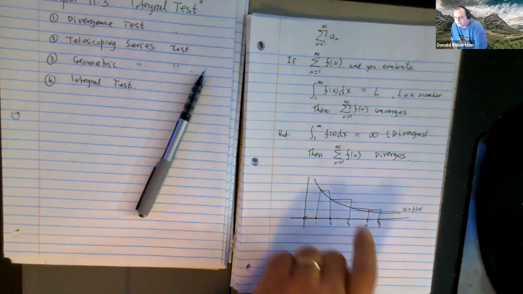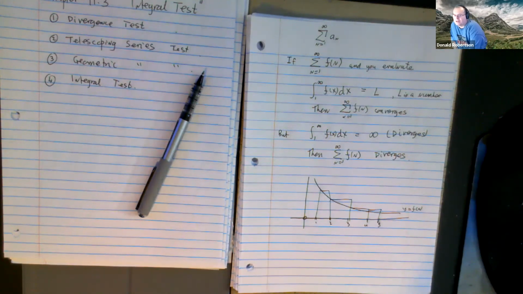So that's my pseudo proof, right? Why does the area under a curve tell you if the series that looks similar to it converges or not? It's because essentially they both behave the same way.